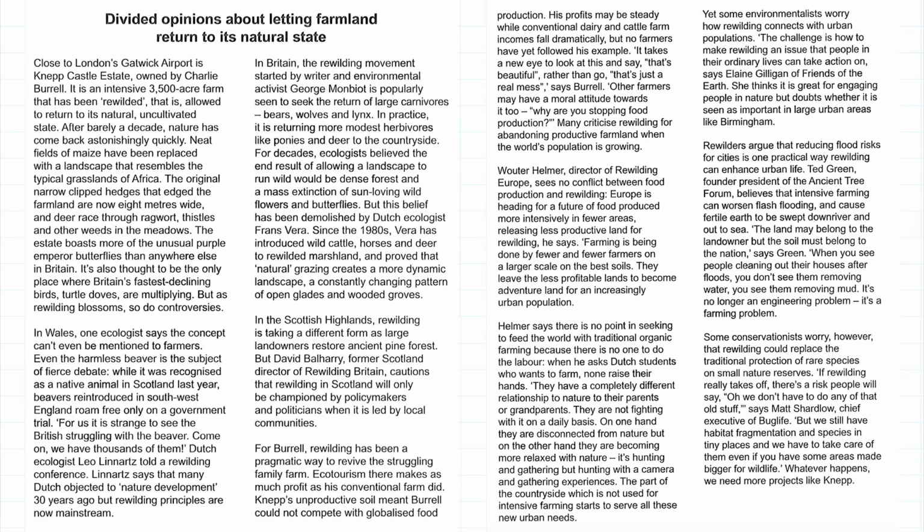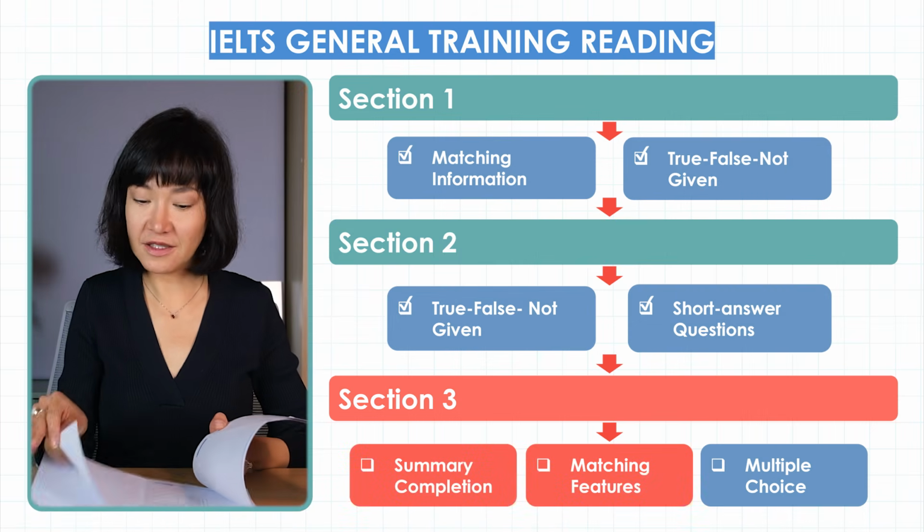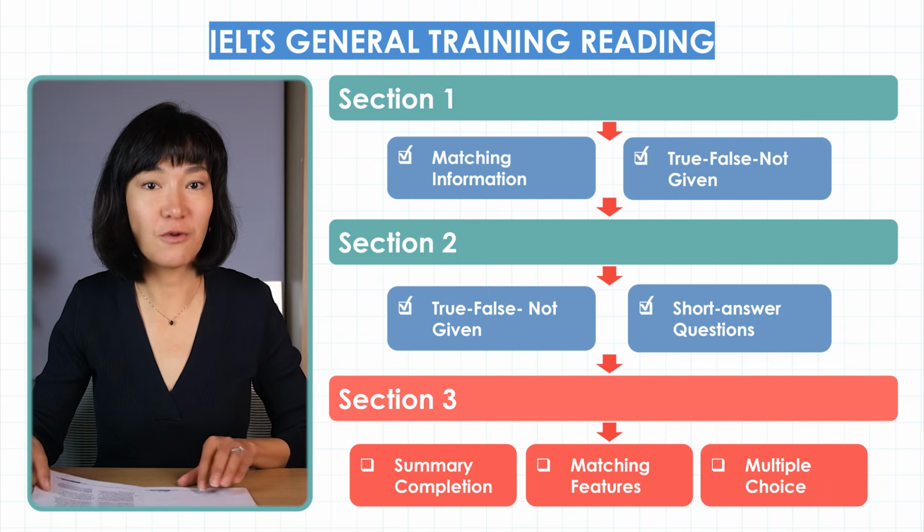Section 3 is one long passage with, in our case, 3 sets of questions. The questions are summary completion, matching features, and multiple choice questions with one option. The text is more complex than section 1 or 2, the topic is usually more academic, and the questions ask you to think more carefully about the meaning. If you're aiming for a high score, band 7, 8, or 9, you really need to get this section right. So before we look at the first set, a quick tip.